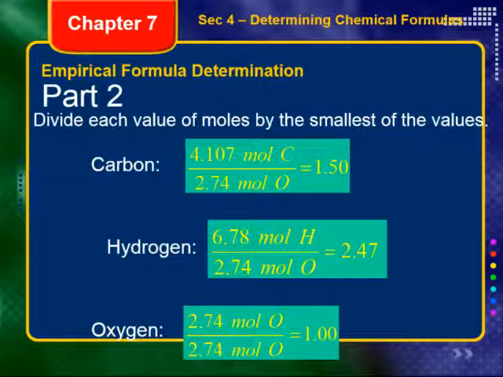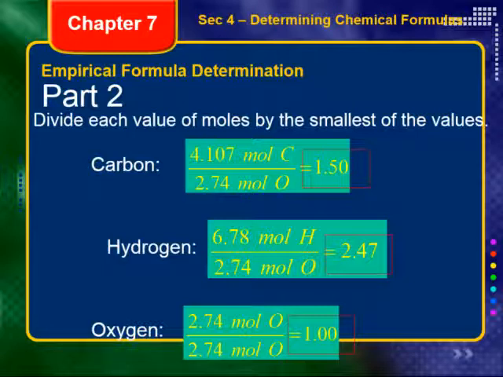So we're going to divide them all out, and it's going to give us a decimal. It's going to be a decimal because there's no units. Notice that I'm dividing moles by moles. It's just a ratio between these two types of elements. So for carbon to oxygen, it's a 1.50. For hydrogen to oxygen, it's 2.47. And obviously for oxygen to oxygen, it's 1. So I'm going to take these 3 values, and I'm going to use these in the next step.